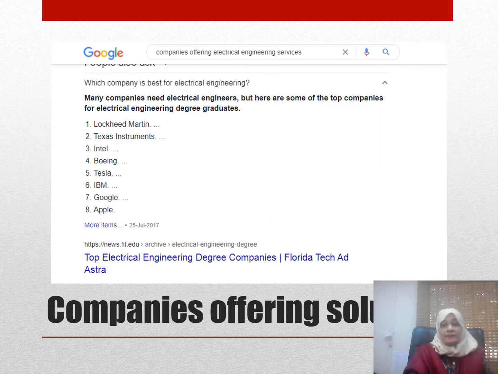Moving on further, you can even start with a simple Google search by asking Google to give you a list of companies, or maybe the top 10 companies, who are working somehow in the discipline of electrical engineering services. And you can see there are huge names there. Boeing is there, Tesla is there, Google is there, Apple is there. So all of them are there.